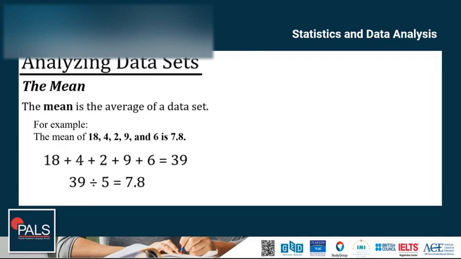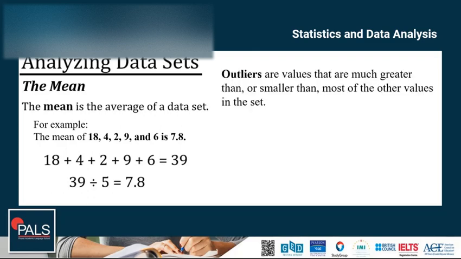The mean is affected by extreme values called outliers. Outliers are values that are much greater than or much smaller than most of the other values in the set. If a data set includes one or two outliers, then the mean is pulled toward those outliers and may not accurately represent the true center.